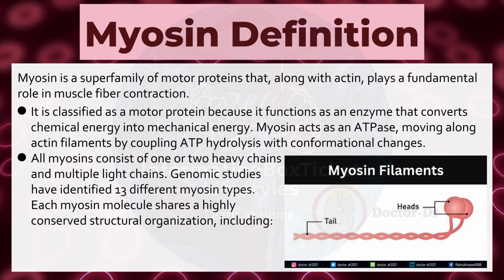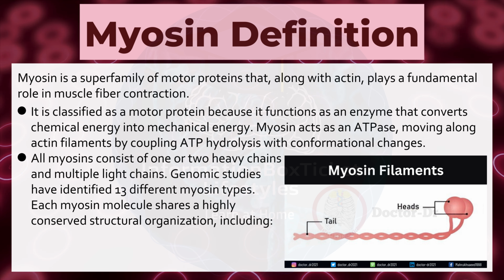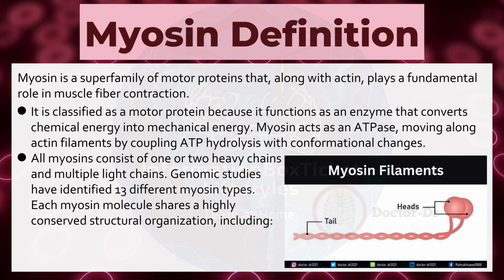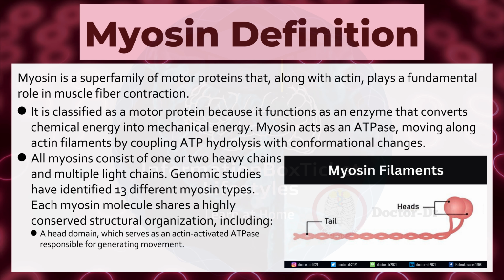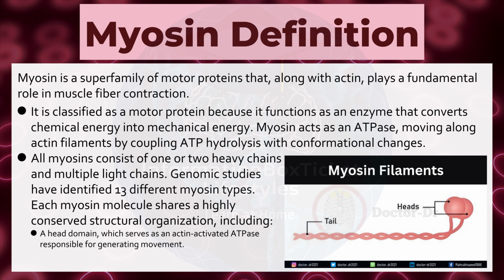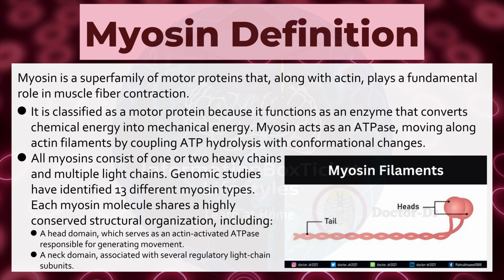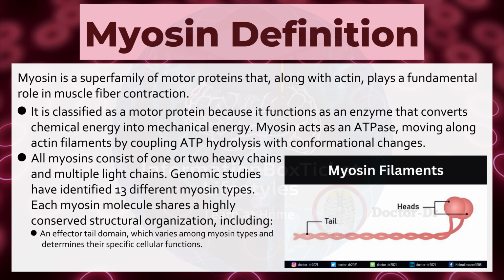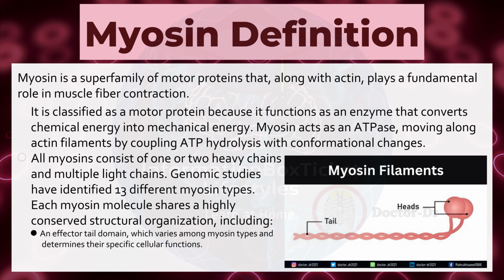All myosins consist of one or two heavy chains and multiple light chains. Genomic studies have identified 13 different myosin types. Each myosin molecule shares a highly conserved structural organization, including a head domain, which serves as an actin-activated ATPase responsible for generating movement, a neck domain, associated with several regulatory light chain subunits, and an effector tail domain, which varies among myosin types and determines their specific cellular functions.